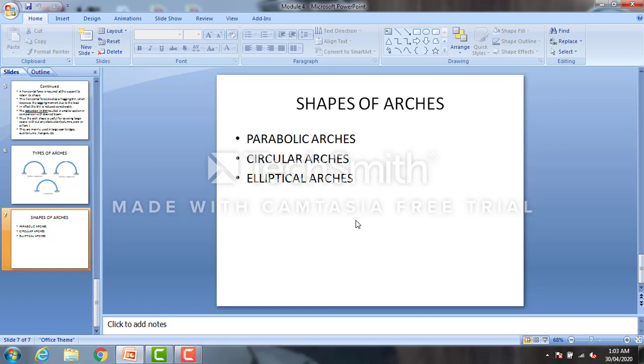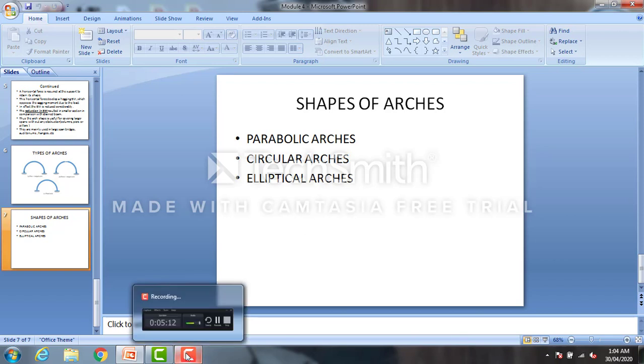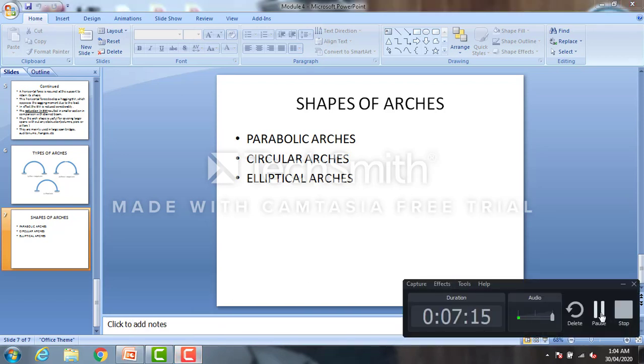Now coming to understanding the shape of arches, I will be giving one more video where I will be using a scale to explain the arch action. Thank you.